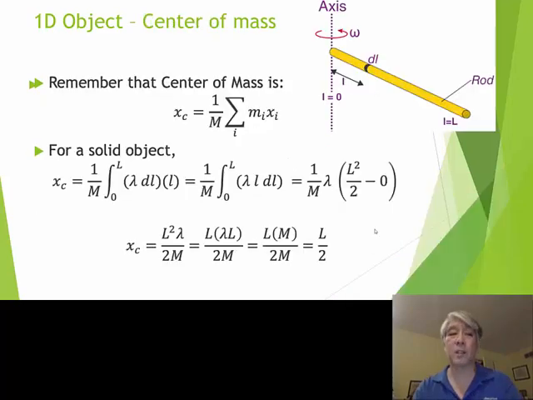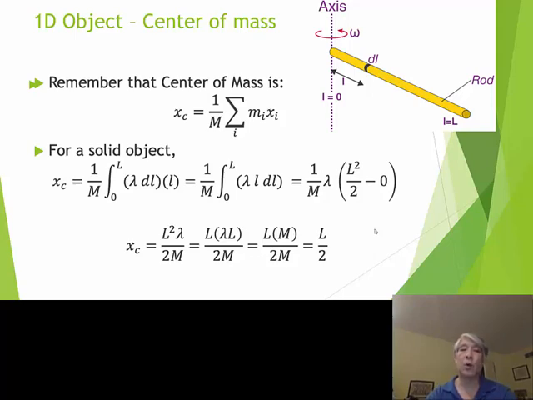So let's see that in practice. Let's calculate the center of mass for this rod. We're going to call the axis of rotation, as shown in the picture, x equals 0, and we're going to integrate all the way out to L. Remember that center of mass is calculated as 1 over m times the sum of m sub i x sub i. We don't have to worry about the y-axis in this case because it's one-dimensional.